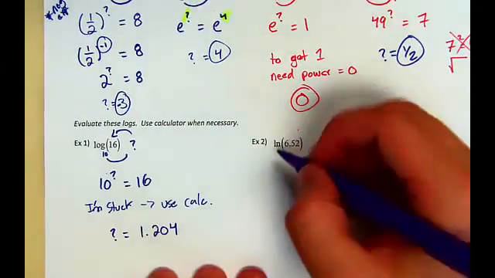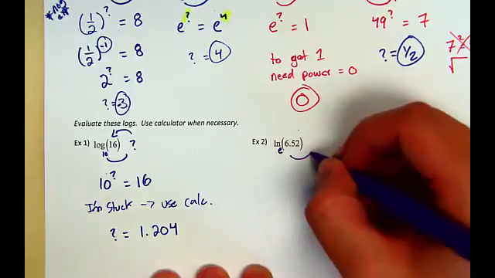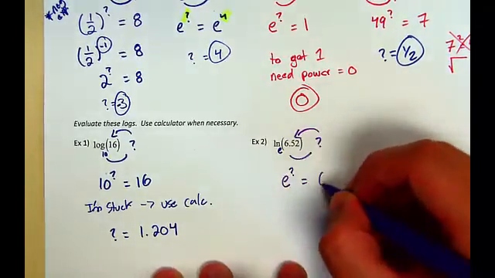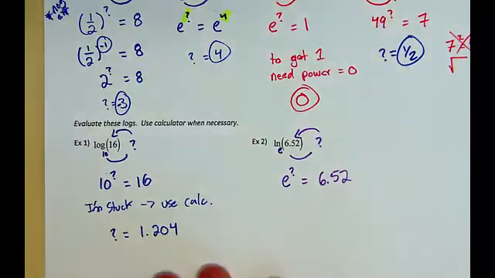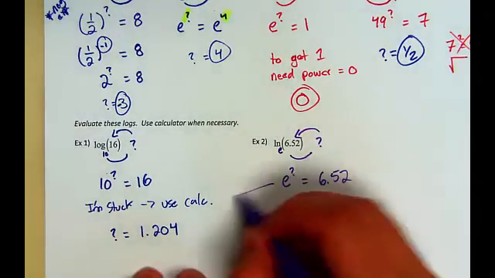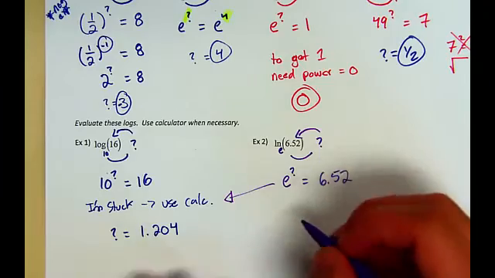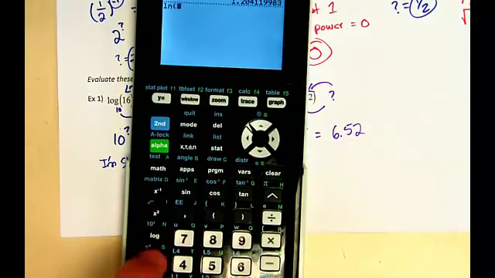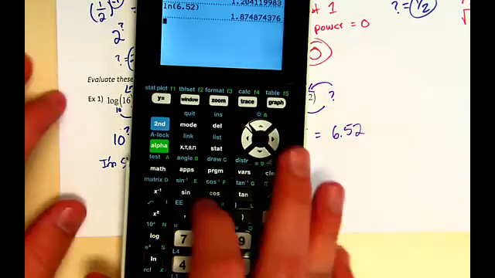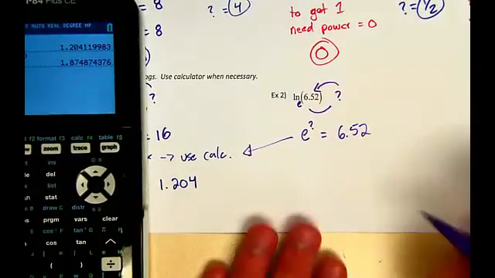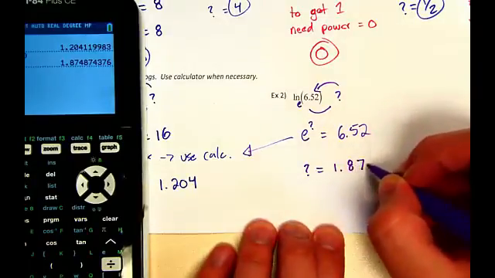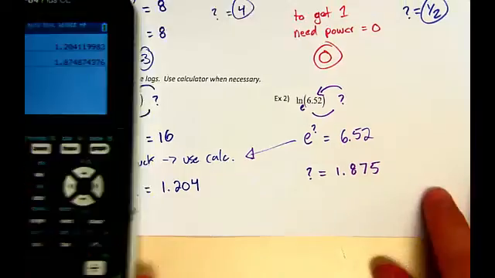And then again here, I've got e. Well, e to some power gives us 6.52. I don't know about you, but again, I'm stuck. So I'm going to type it in my calculator. Right under log is the natural log, 6.52. And I get an answer. So I've got 1.875. So that's my answer there.